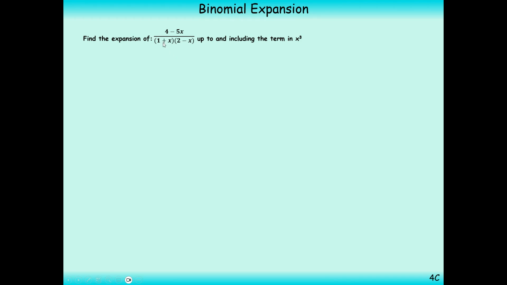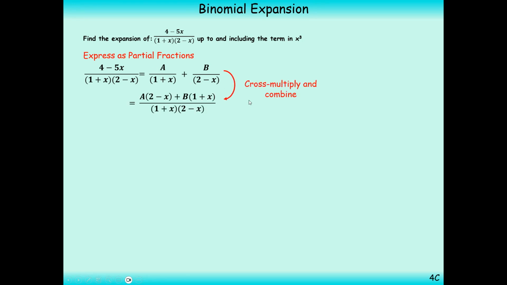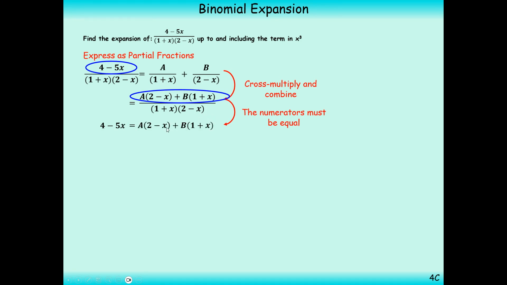A constant over 1 plus x plus another constant over 2 minus x. So we can rewrite this as A over 1 plus x plus B over 2 minus x. How did we do partial fractions? We would of course multiply A by 2 minus x and B by 1 plus x. We would pretend that we are adding these two fractions on the right side and match the numerators with the numerators. So basically all you have to do now is solve this equation for values of A and B.